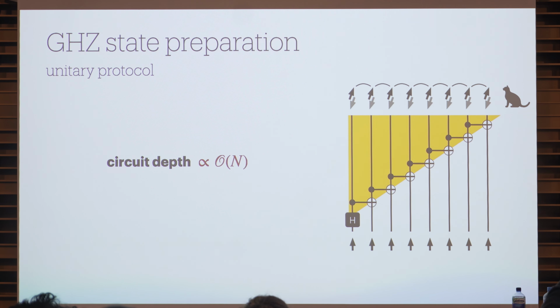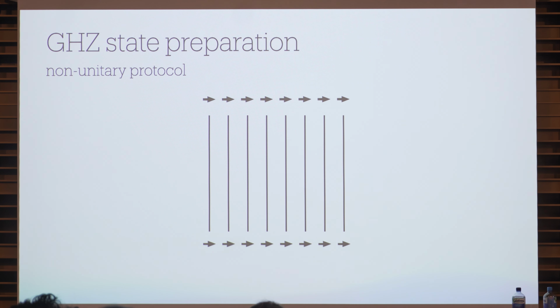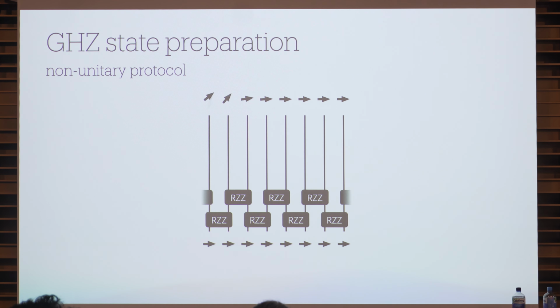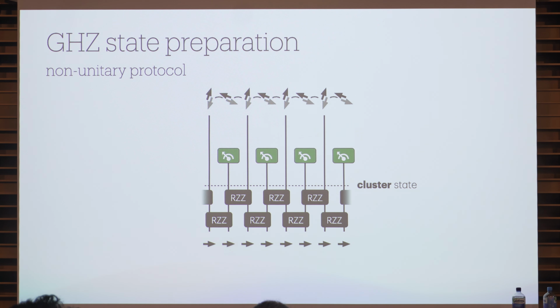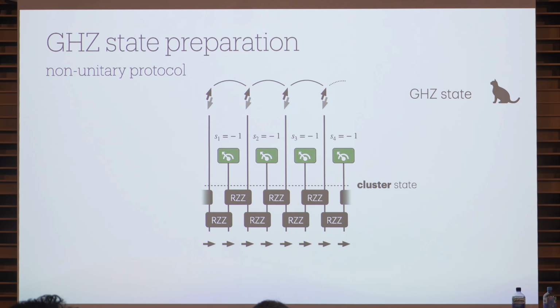And if you want to reduce the scaling, we could look at a non-unitary protocol, which will be the basis of the talk. So again, we start in a product state, and now we apply 2 layers of rotational ZZ gates to create a cluster state, which we then use as a resource and measure every second qubit. And measuring every second qubit, so using every second qubit as an auxiliary qubit, we can prepare the other qubits that we don't measure, the system qubits, in this GHZ state.